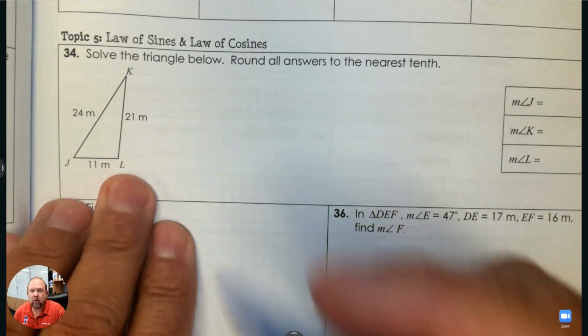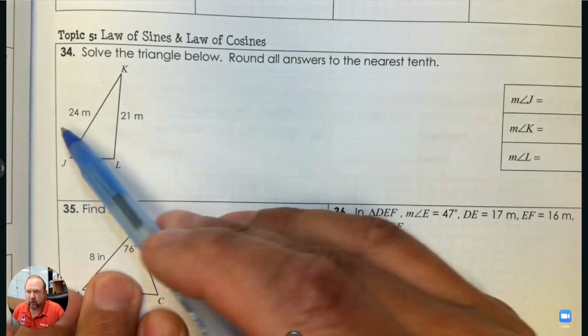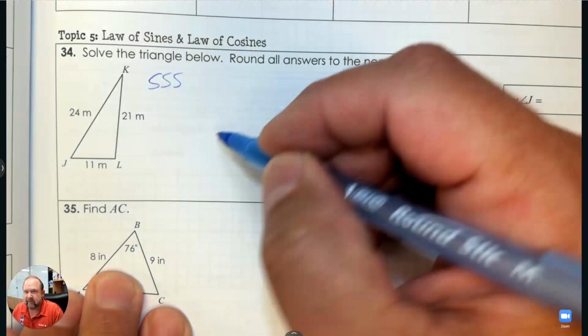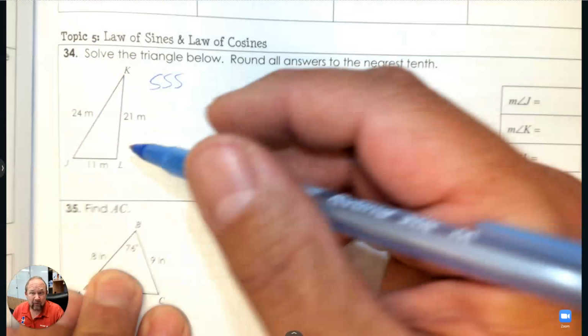All right, let's review. The hope is that you tried this first. Solve this triangle. You know three sides. That's the law of cosines. Side, side, side. That's first. To find a missing angle, pick an angle.